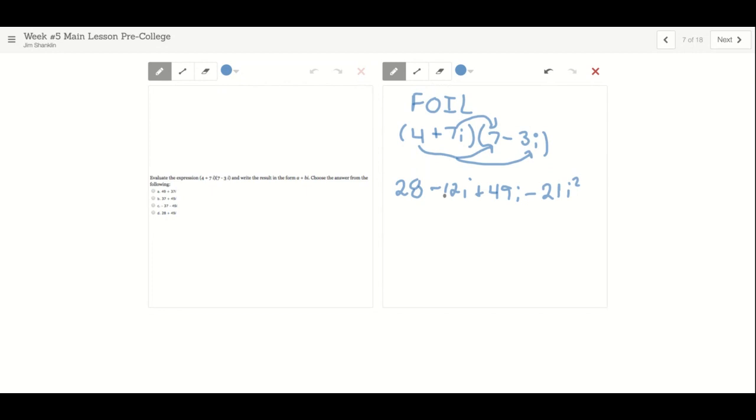Well, I can add these two middle ones together, can I? Because same variable. So I've got 28, and then 49 minus 12, so it's going to be 37. So this is going to be plus 37i minus 21i squared. Well, i squared is negative 1. So negative 21 times negative 1, that's 21. So that's really plus 21. So now I have 49 plus 37i.